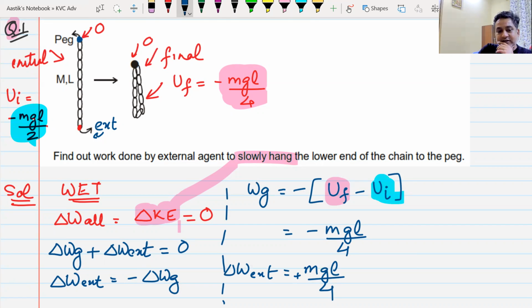Do we understand how we have done this? Everyone understand this? Yes, sir. Well done. I hope it was visible to all of you. Yes or no? Yes, sir. It's visible. Okay. This is how we can find out the work done by any conservative force.